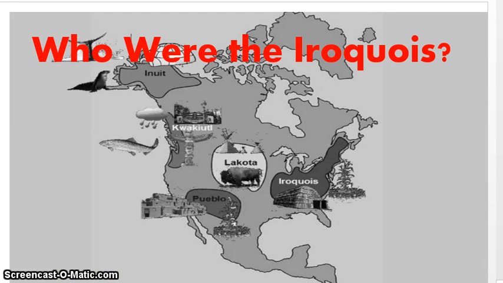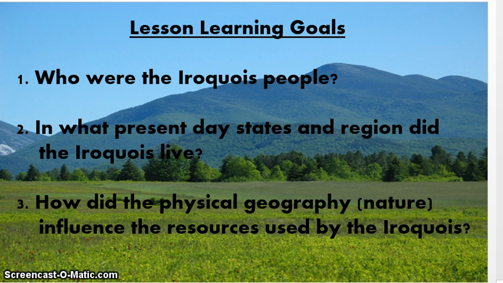Today you will be learning about the Iroquois, one of the 5 Native American tribes in our 6th grade unit. By the end of this lesson, you will be able to respond to the following questions. 1. Who were the Iroquois people? 2. In what present-day states and region did the Iroquois live? 3. How did the physical geography or nature influence the resources used by the Iroquois?